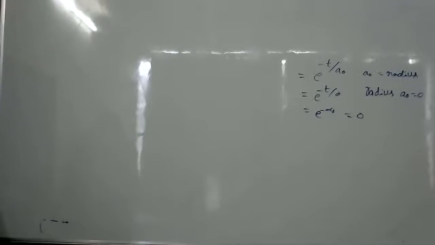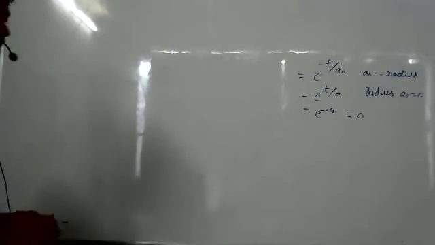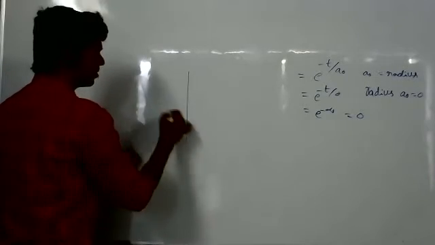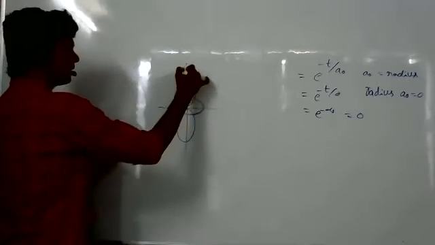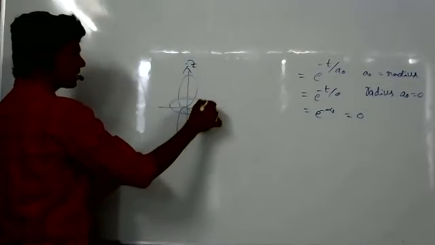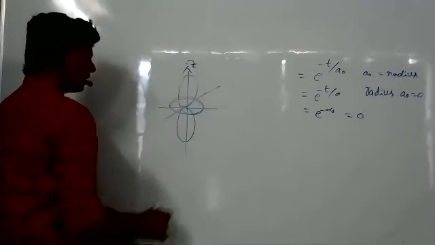Okay. See their options carefully. The correct statements are... The first statement is wrong, because the electron density in the xy plane in the 3d x square minus y square orbital is not 0. So option 1 is wrong. And option 2, electron density in the xy plane in the 3d z square orbital is 0, is also a wrong statement. In dz square, electron density is present in the donut, right? Electron density is present on the xy plane also. So it is not 0.